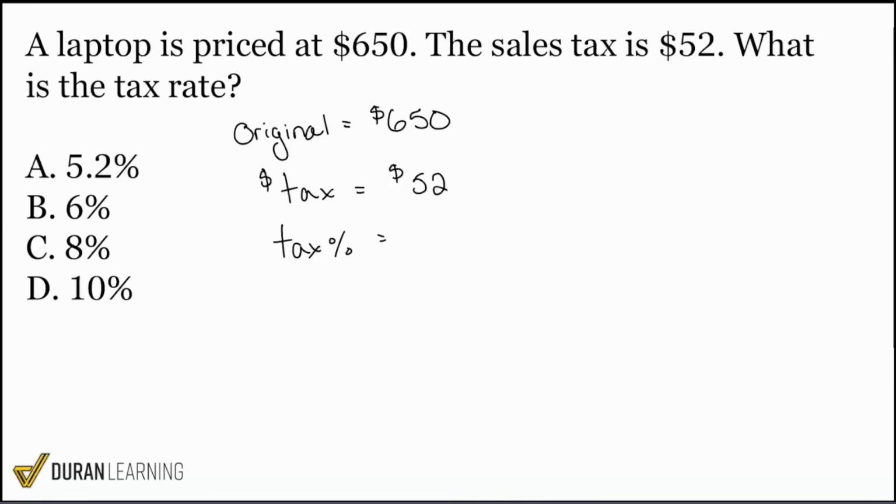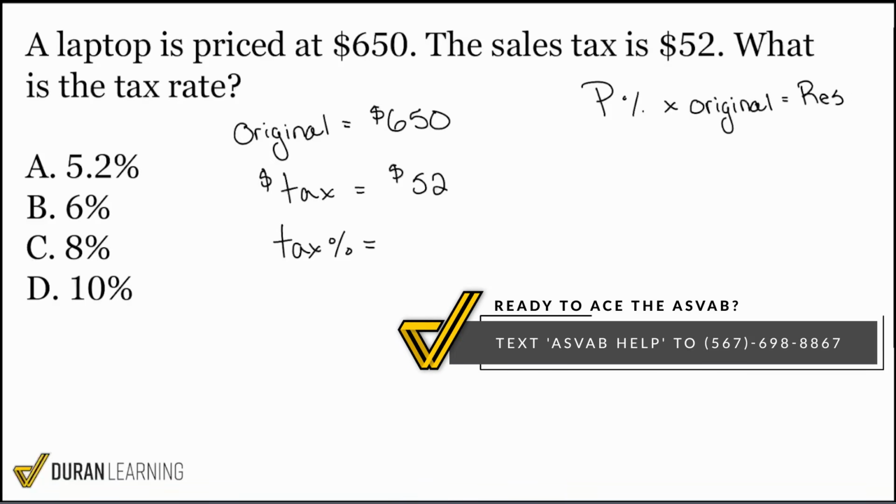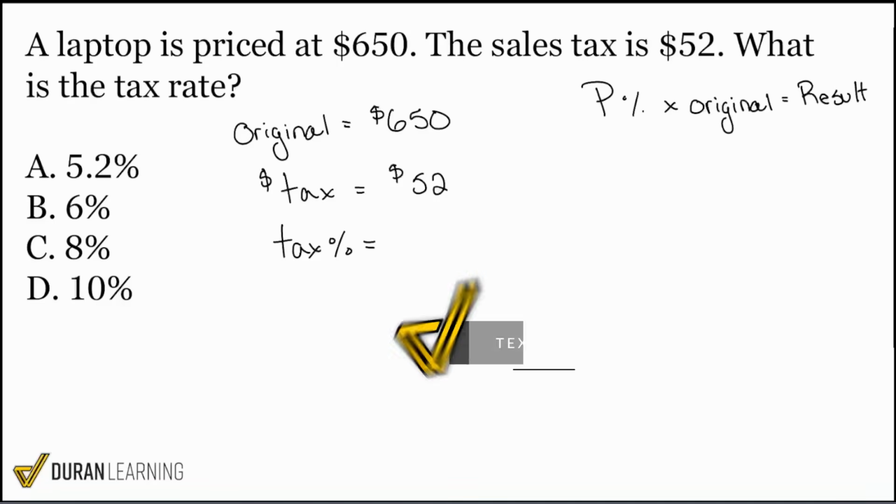So when you have these pieces of information here, this is what really clues you in on the formula usage. Here's what I mean by that. When we have our formula, we have the percent multiplied by the original value equals the result. So when we take all of this into consideration, again, we're looking for that percentage. We have the original $650.